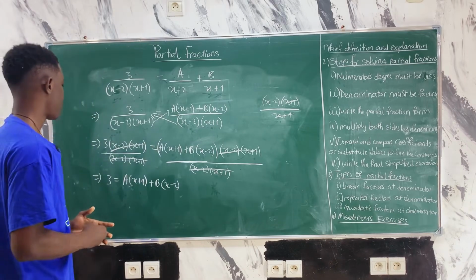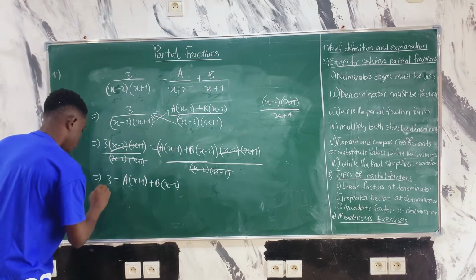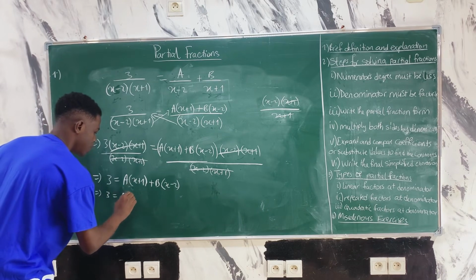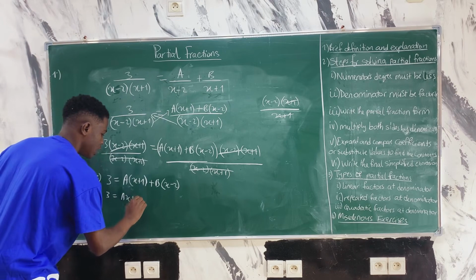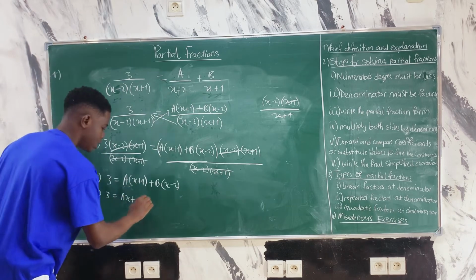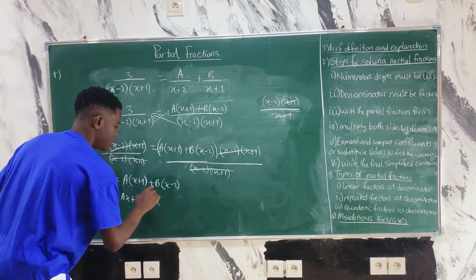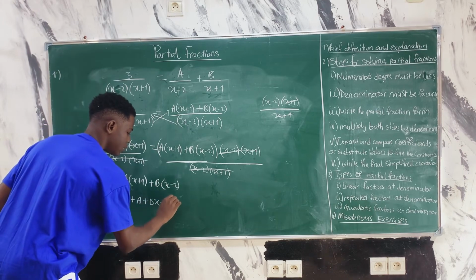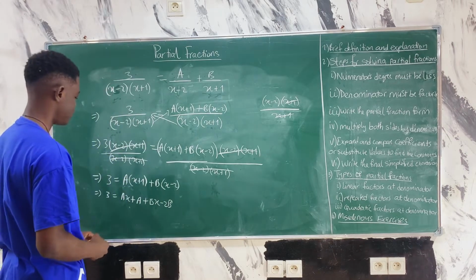From here, we can open the brackets. So this will imply 3 is equal to a times x will give ax, a times 1 will give plus a. And you have plus b times x will give bx, plus b times minus 2 will give minus 2b. That is what we are going to have.